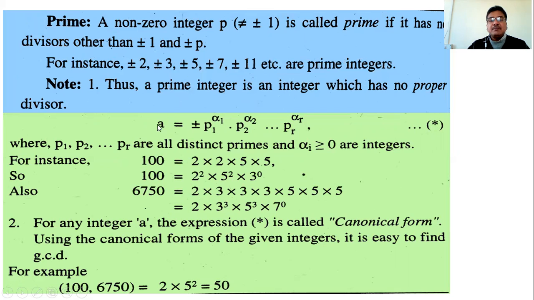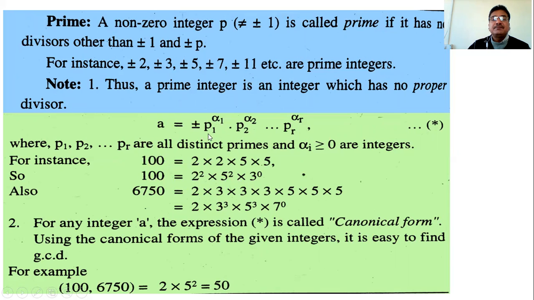So if we express the number in this form, then we say it is the canonical form of that number. For example, 100. If we express 100 as a product of primes: first write 2 into 50, then 2 into 25, and then 5 into 5. This is the procedure of writing 100 as a product of primes. That is, we write 100 as 2 raised to 2, 5 raised to 2. Don't write 3 raised to 0; there is no need for it. So this is what?